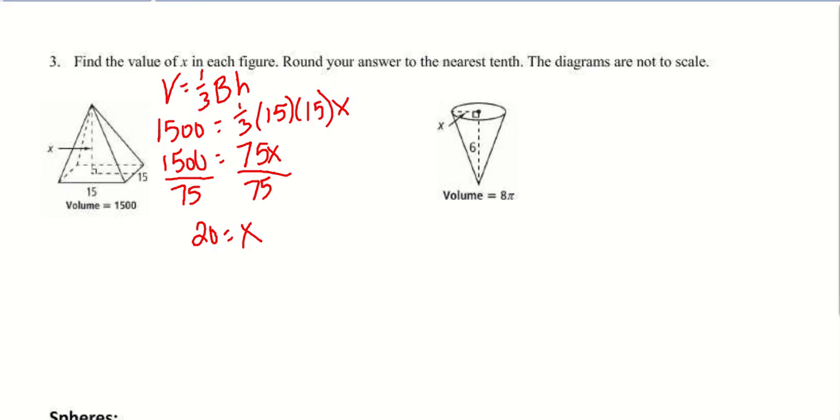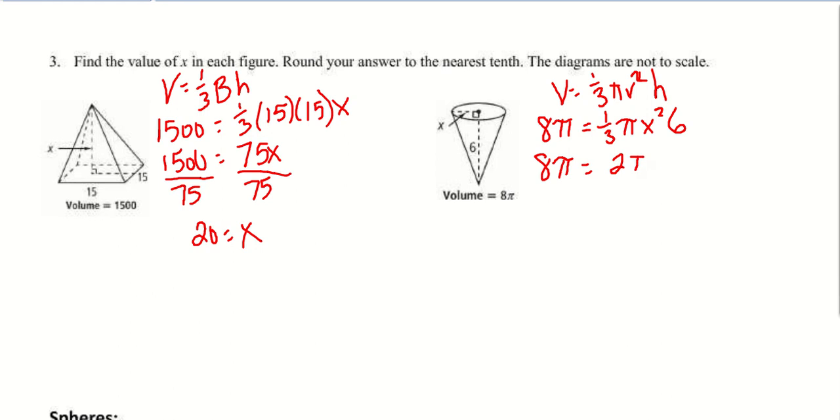Okay. Same thing on the next one. The volume is going to be 1/3 pi r squared, because the area of the base is a circle, times the height of the prism. Here we don't know r, so we're going to plug in 8 pi for volume. We're going to plug in 1/3 pi. We're going to leave this as x squared, and we're going to multiply this times 6. So we are going to combine like terms. We can combine the 1/3 and the 6 to get 2 pi, and then this is x squared.